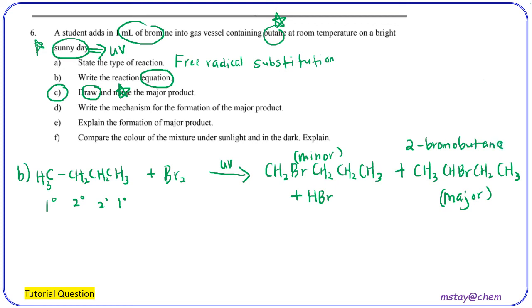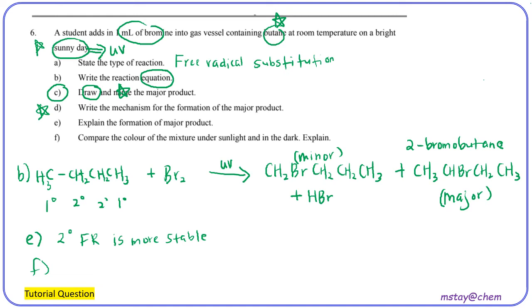Next question, we are going to write the mechanism, which we will discuss in the next slide. Next one, E. Explain the formation of the major product. Just now we already mentioned it. We have to say that the secondary free radical is more stable. If it is more stable, it will tend to react with the free radical of bromine to form 2-bromobutane.